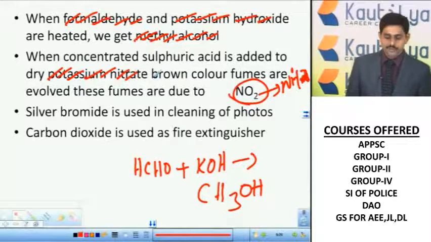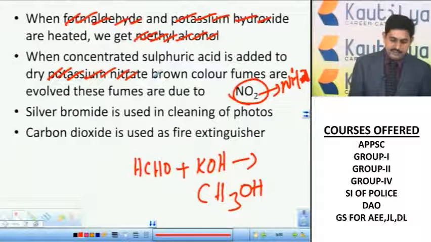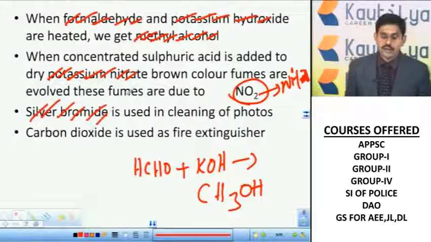The brown color fumes are because of the release of nitrogen dioxide, NO2. Silver bromide is useful for cleaning of photos. Previously we had the negative rolls, so in the camera we are using the rolls. Those rolls are cleaned with silver halides. Silver halides means silver bromide or silver chloride. Mostly we are using silver chloride. Silver bromide is useful for cleaning of photos.